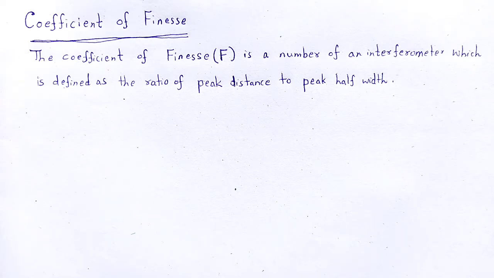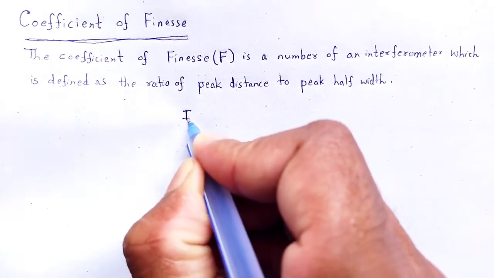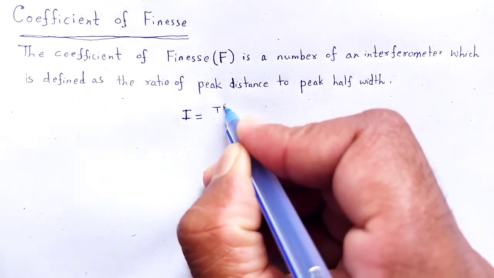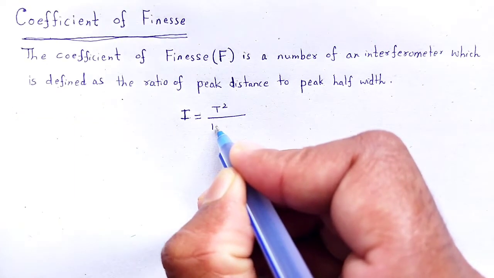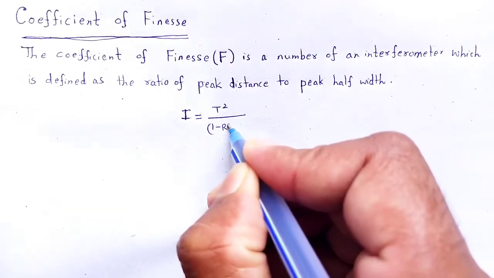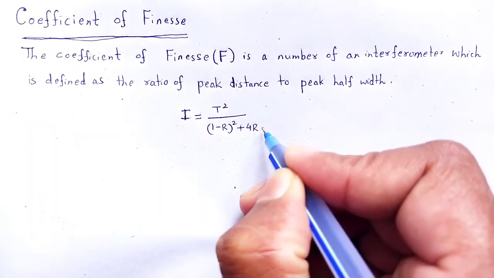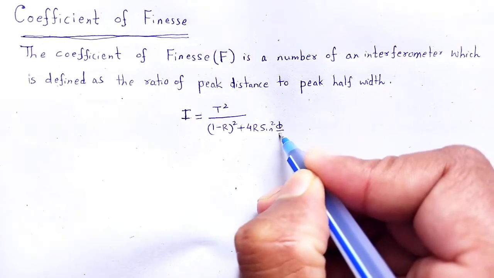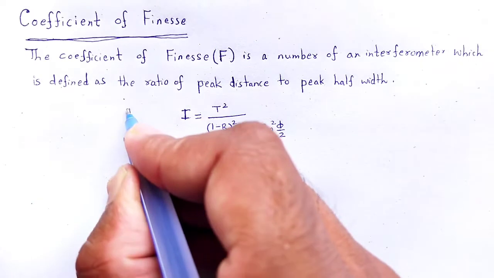In the previous video, we studied the resultant intensity I equal to T square divided by 1 minus R square plus 4R sin square phi by 2. That will be the resultant intensity.